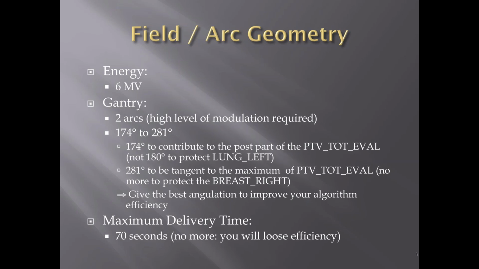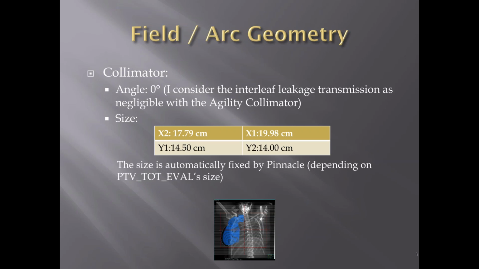For the collimator, I choose an angle of 0 degrees because we have the Agility collimator from Elekta, and I consider the interleaf leakage transmission as negligible. And the size is automatically fixed by Pinnacle.